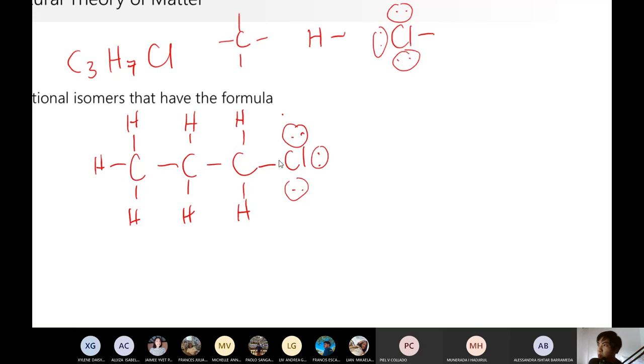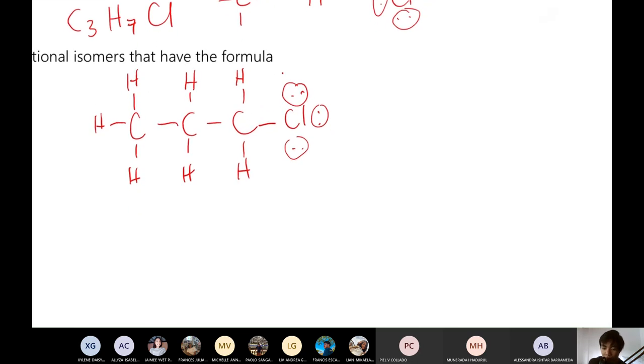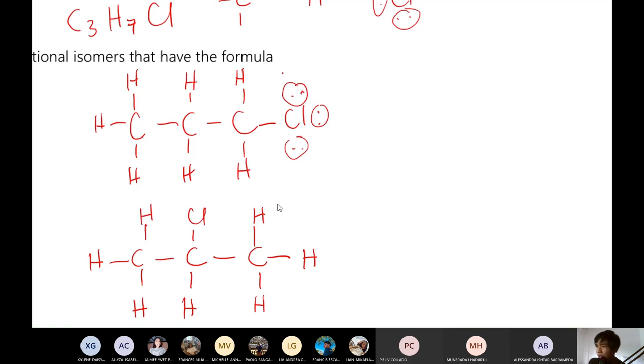Ano pa yung pwedeng gawin? Pwede itong Cl, idugtong ko sa gitna. Itong Cl, pati yung H na yan, i-switch ko ng places. So, ganun yung gagawin ko dito sa baba. Okay. Ay, nakalimutan ko yung lone pairs. Okay. So, ang ginawa ko dito, yung Cl, nasa dulo siya naka-connect. But this time, I connected it sa middle carbon. So, magkaiba sila ng connectivity. Ito sa dulo, ito nasa gitna. So, magkaiba sila ng connection. So, we can say that they are isomers.